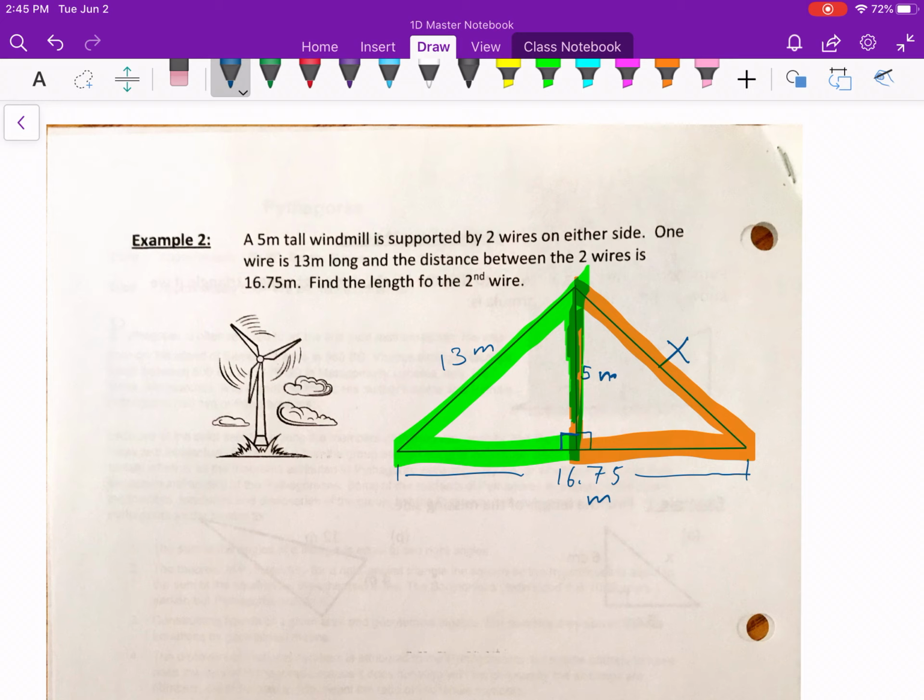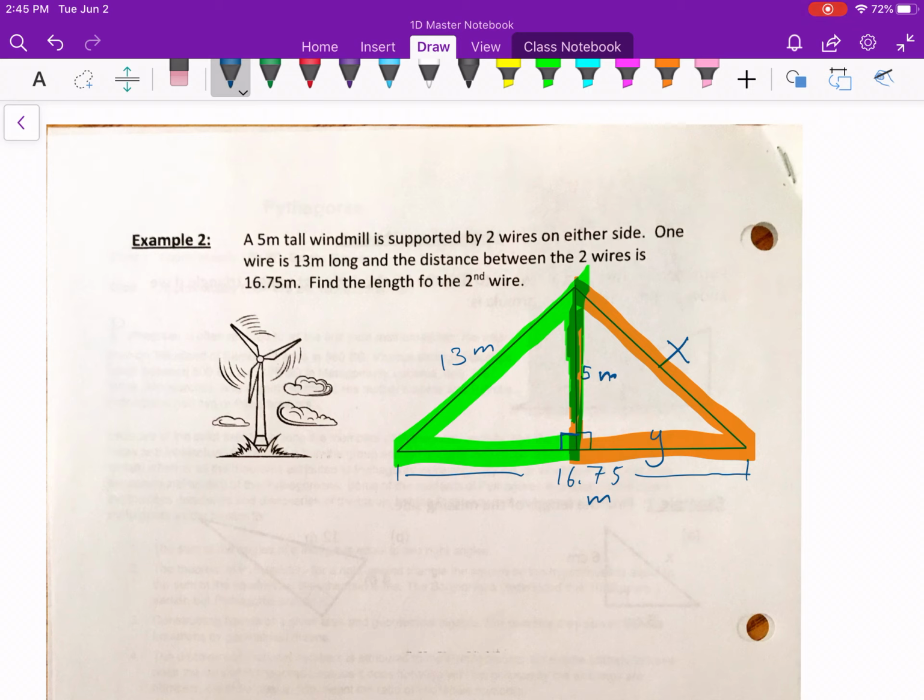find x. But I don't have enough information. If I want to find x, I need to find out what this side length is. I need to know what that side length is so I can use Pythagorean theorem. I don't know that, so that means I have to find that before I can find x. So let's call that something else. Let's call that y, and we know we have to find that first.